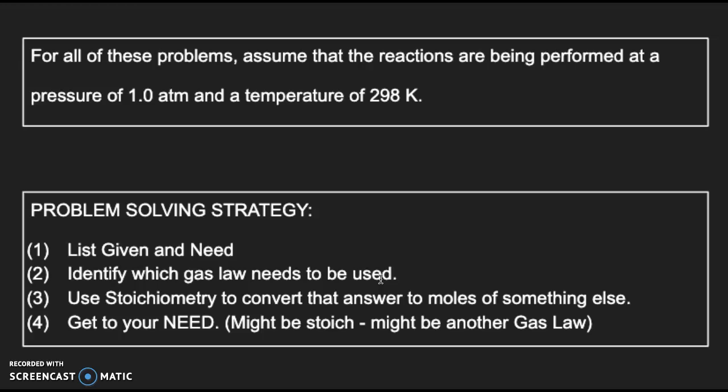once we apply our gas law, most times we'll have to do some sort of conversion after we get our answer. So it's really important that you focus on your need and you figure out how to get from A to Z. Our need may be that we have to use stoichiometry to get from, say, moles. If we do an ideal gas law and we solve for moles, we might need to go to moles of another reactant or a product or something along those lines. Or we might need to do a stoichiometric conversion and then plug it back into another gas law. And I've got an example of that here in just a minute.